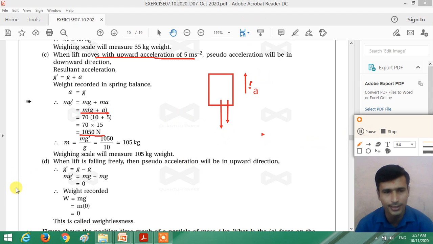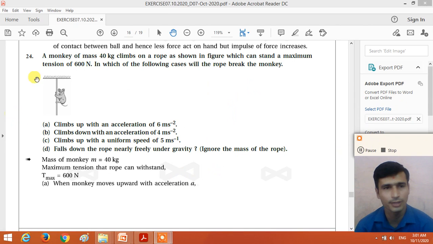And last point is, when the lift is falling freely, the pseudo acceleration is equal to the gravitational acceleration g. So the weight recorded by the person is mg, where a is the effective gravitational acceleration g minus a, and we take a equal to g. So effective acceleration is 0, right? So the weight of the person recorded by the weighing machine is 0, and this is called weightlessness, right?